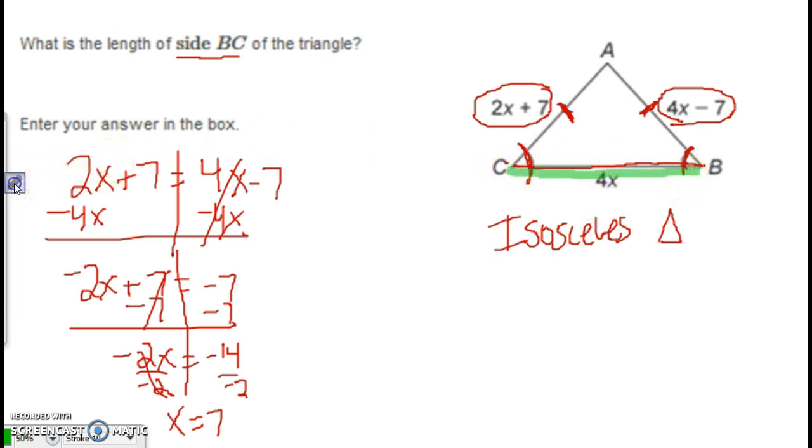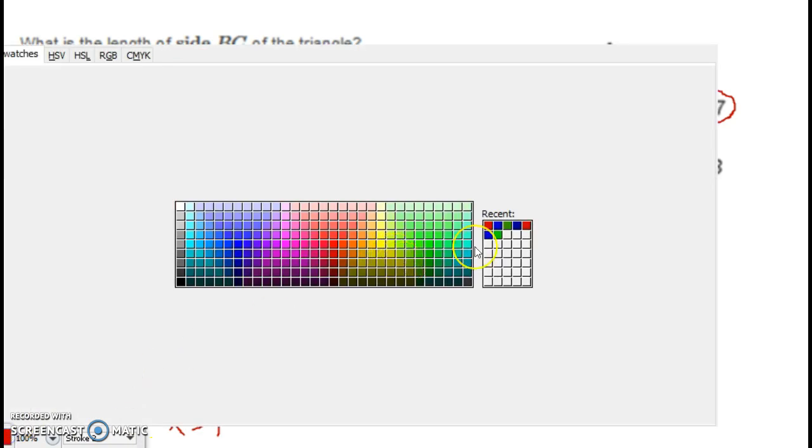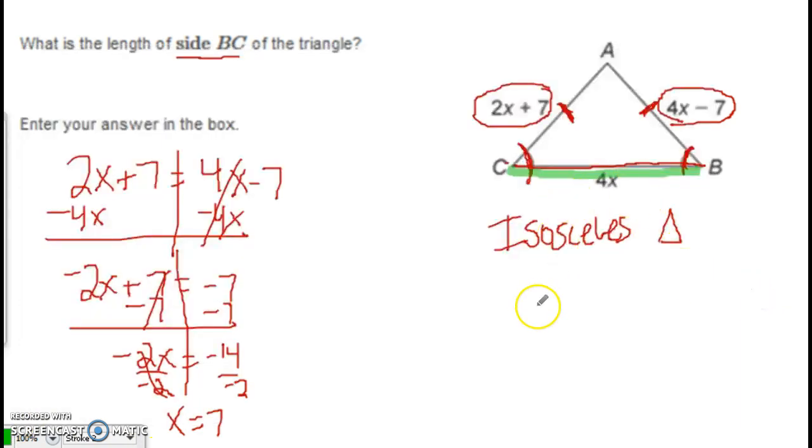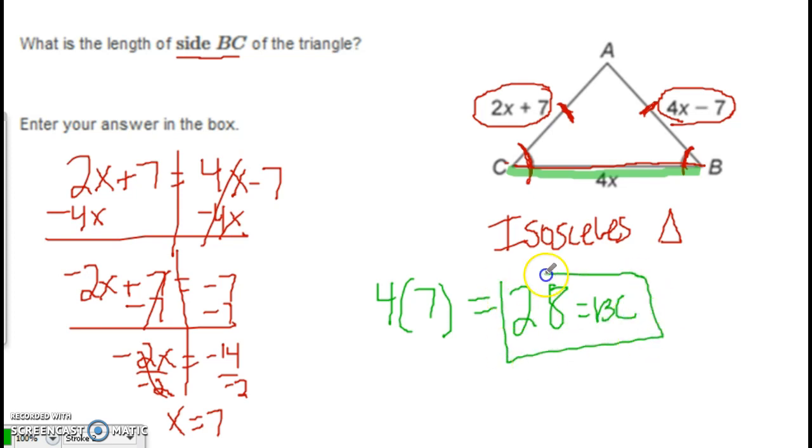But now that we know x, we can plug that back in to figure out BC. So now we can say BC equals 4x. So I'm going to plug in 4 times 7. And we all know that 7 times 4 is 28. So BC equals 28 units.